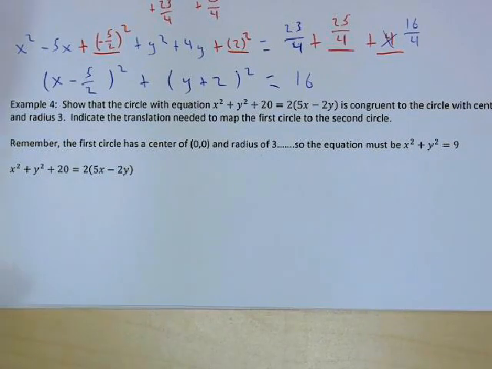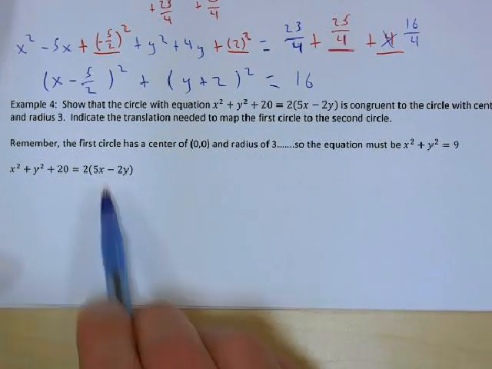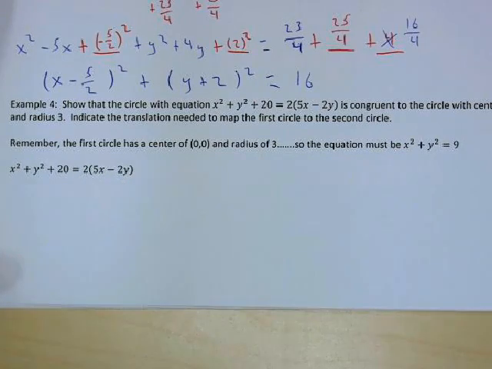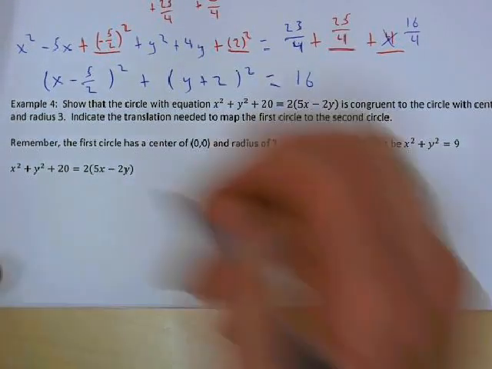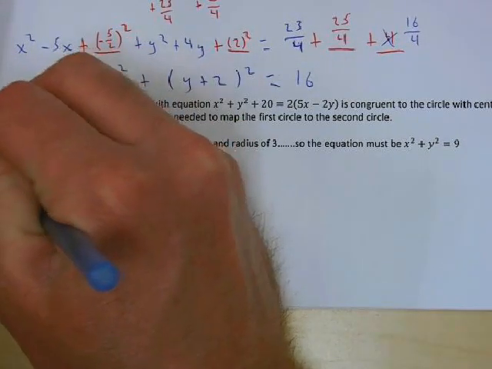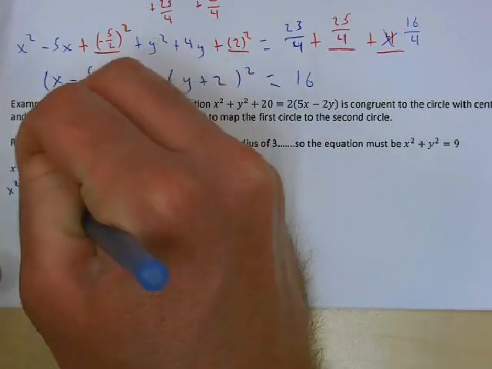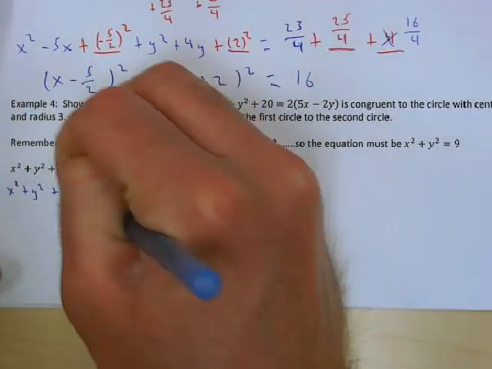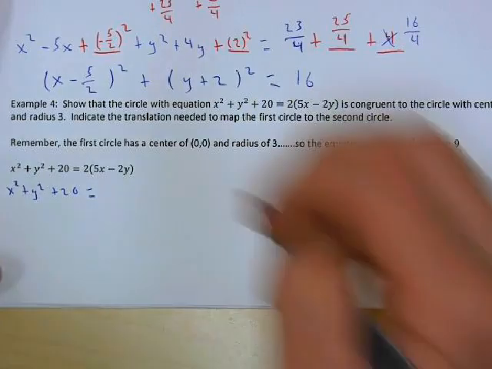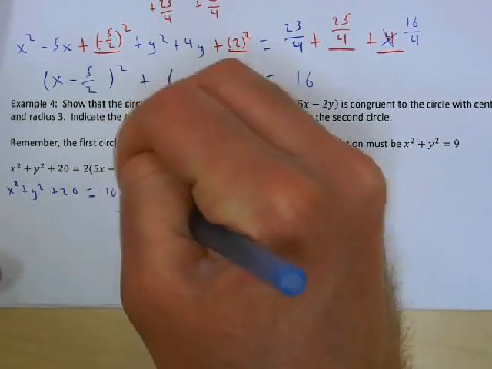All right, now before we can do that, I need to multiply out the right side of my equation here. Okay, so leave the left side alone for now. We got x squared plus y squared plus 20 equals, distribute the 2, we're going to get 10x minus 4y.